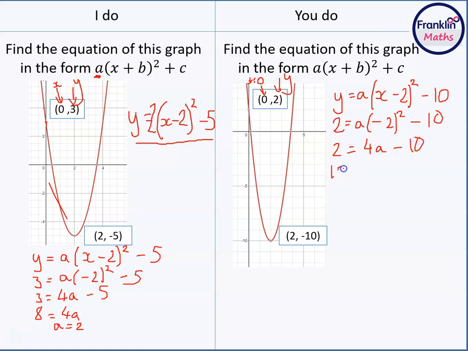Add 10 to both sides, so 12 equals 4a. And therefore, a would be equal to 3. So my final answer is y equals 3 lots of (x minus 2) squared minus 10.